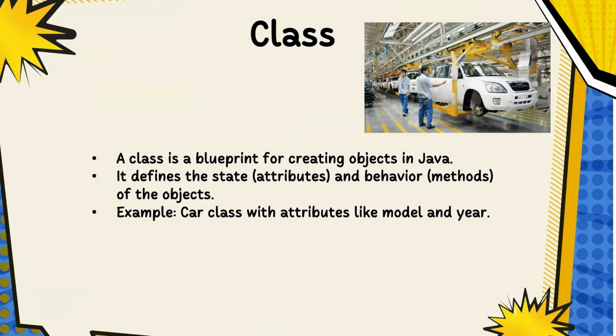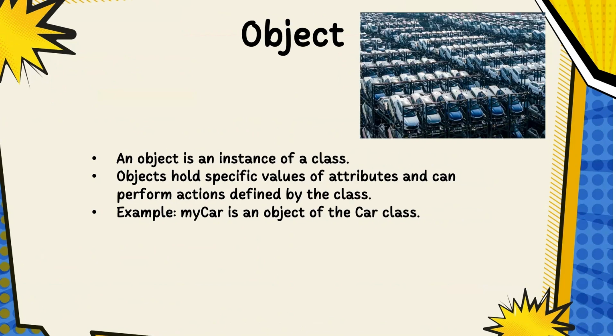Example, a Car class with attributes like model and year. Similarly, an object is an instance of a class. An object will hold the values of attributes and perform actions defined by the class. Your class, on the one hand, is going to define the attributes and methods. Your object, on the other hand, holds the values for those attributes and performs actions defined by the class. Example, my car is an object of the Car class. Let's see the code demonstration of the class Car and object to understand this better.